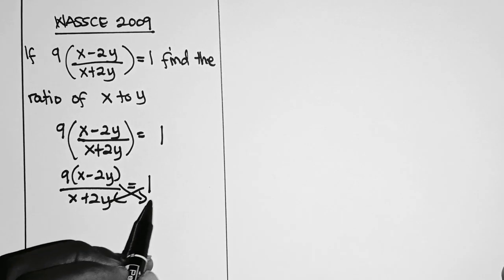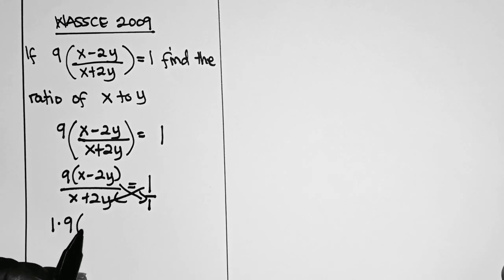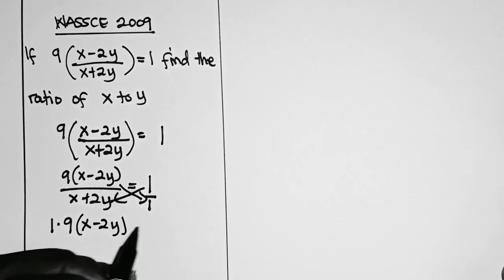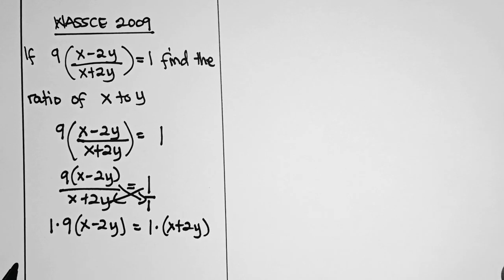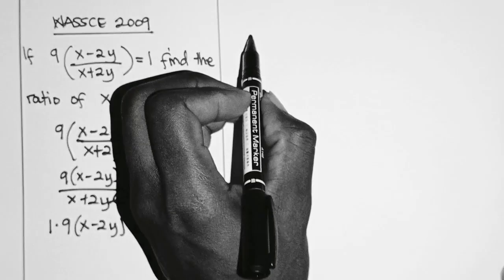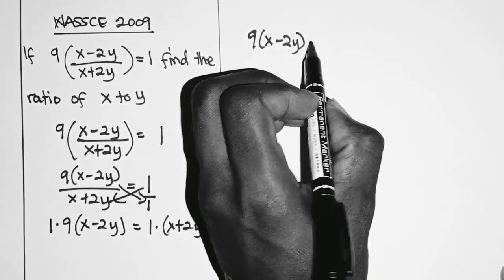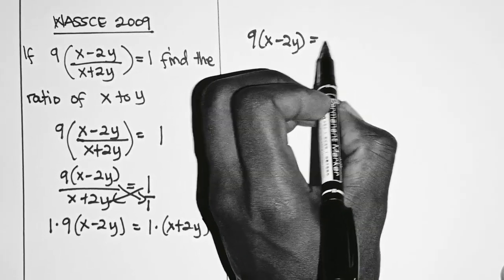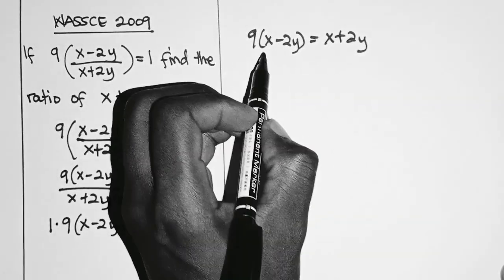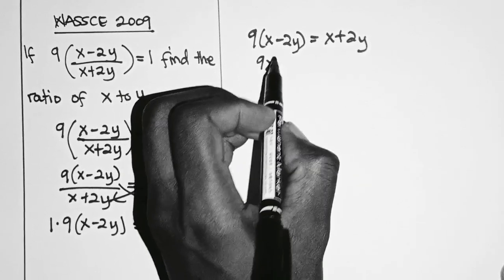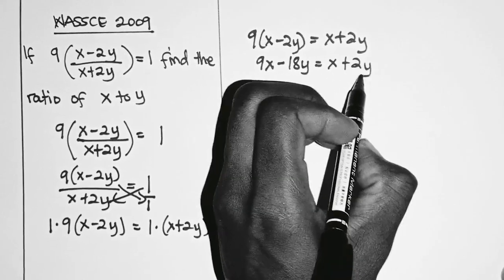If we cross multiply, this one can be written as 1 divided by 1. So it becomes 1 times 9 times (x minus 2y) equals 1 times (x plus 2y). So 1 times 9 is 9. So we now have 9 times (x minus 2y), and that is equal to 1 times (x plus 2y). So 9 times x is 9x, then 9 times minus 2y is minus 18y, equals x plus 2y.